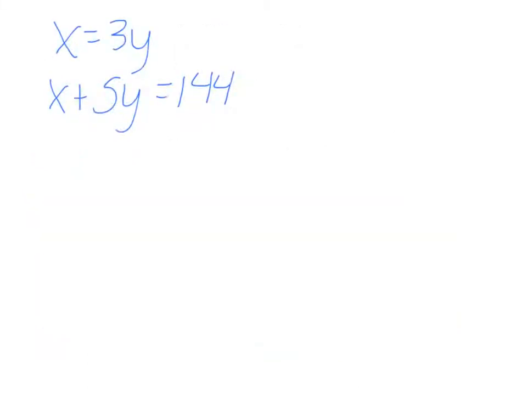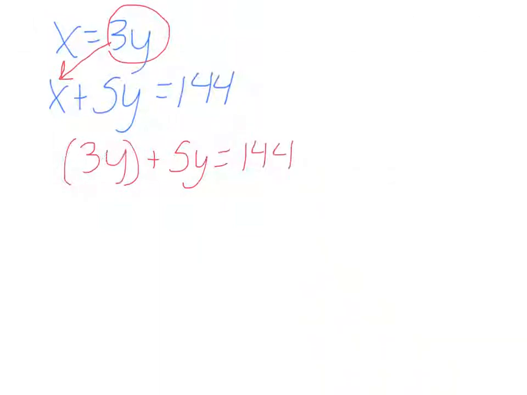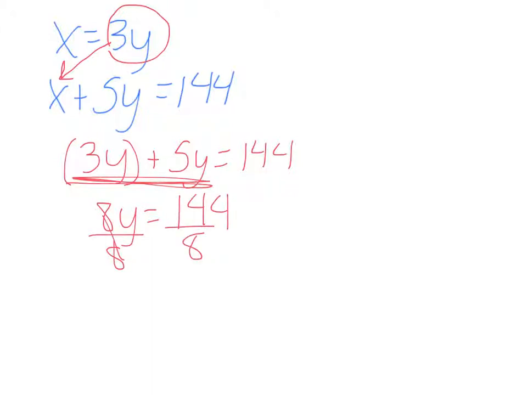When we substitute, we're going to take the 3y and plug that in for x because that is equal to x. So instead of an x, we have 3y plus 5y equals 144. We can combine like terms. They both have y's, so we add them up to get 8y equals 144, and then we divide both sides by 8. 144 divided by 8 gives us 18. We are not done just yet. We found y, but we need to find x.